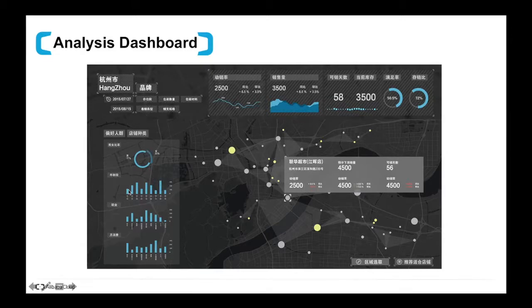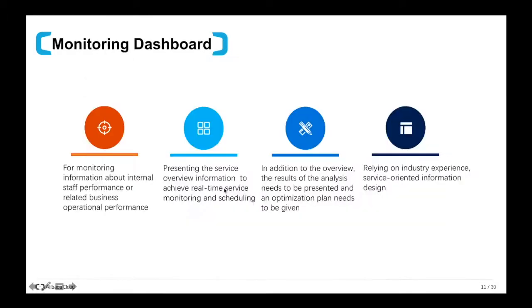On the left side, it shows the characteristics of the consumers, such as gender, age, job occupation, and consumption ability. According to the information shown in this dashboard, you can decide the best time for replenishment and who the target is when advertising. Okay, next is the monitoring dashboard.